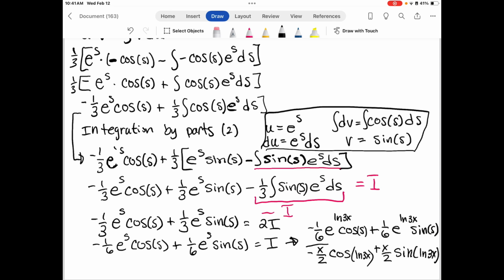Okay, so here's my final answer. It's in terms of x. We needed to use integration by parts twice, substitution, and then this trick here, where because it's going to keep repeating over and over again and cycle through, I set the original integral equal to I, and since that's what we're solving for, I add I to both sides to solve for I.